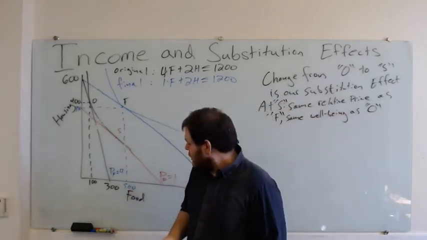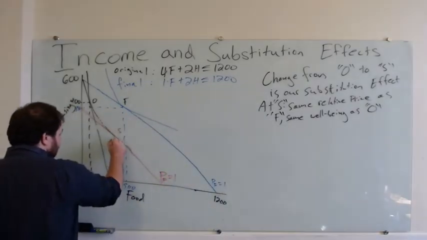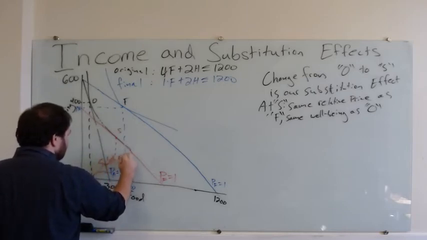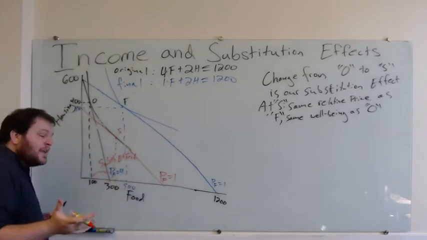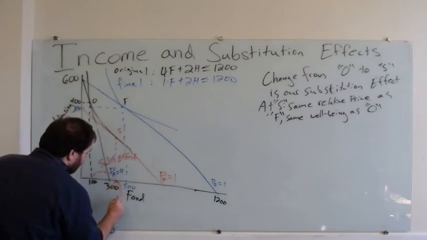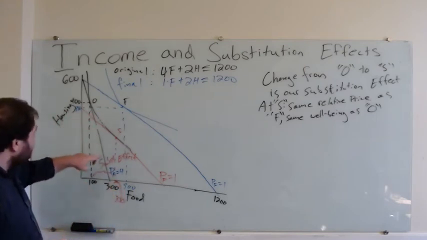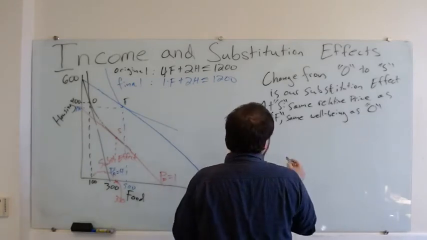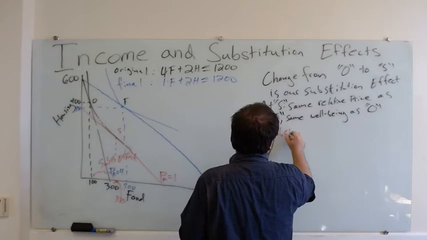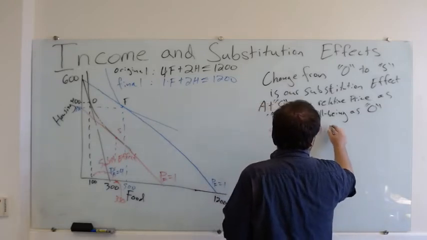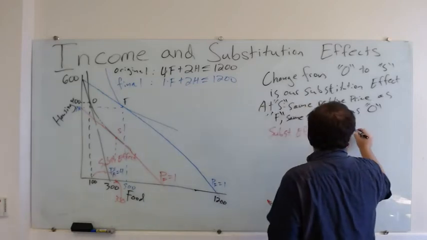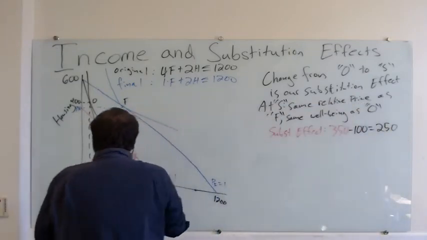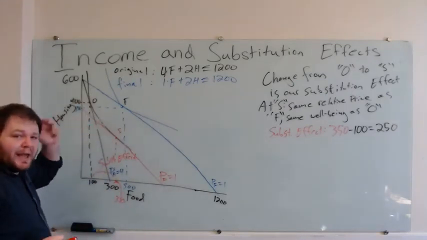Does this make sense? So we can say that this change is our substitution effect. So it looks like the way I drew this, and of course I'm still drawing kind of at random, we would end up with something like 350 Lunchables if we changed the relative prices but then took away your income. So our substitution effect is going to be 350 minus our original point, minus 100, which is going to equal something like 250. Okay, great. So that's our substitution effect, O to S.